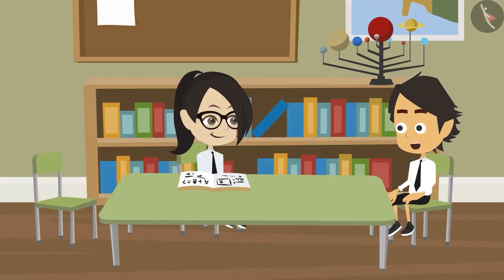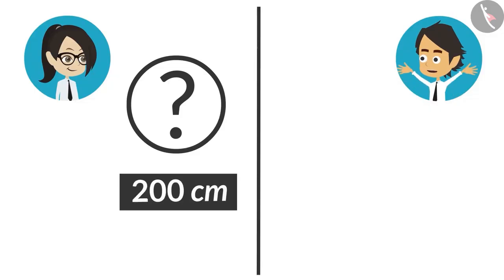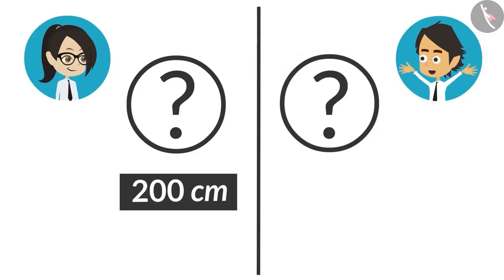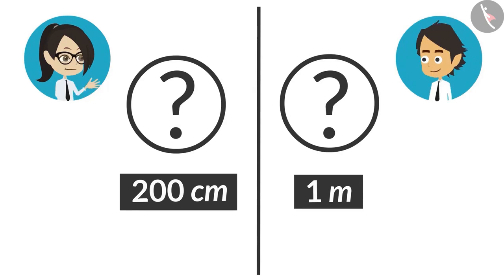Now try to answer the question that I will ask you. Ask me. The length of an object is 200 centimeters and the length of the second object is 1 meter. Tell me which one among them is longer? What is there to think here? The object with 1 meter length is bigger. How? You only told me that meter is big and centimeter is small. Therefore, 1 meter should be bigger.